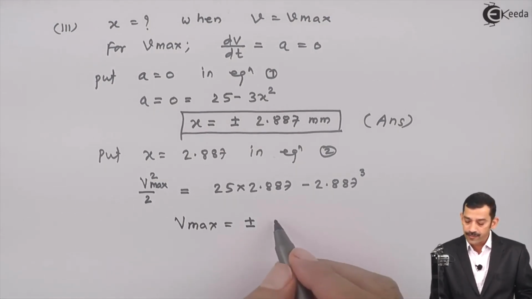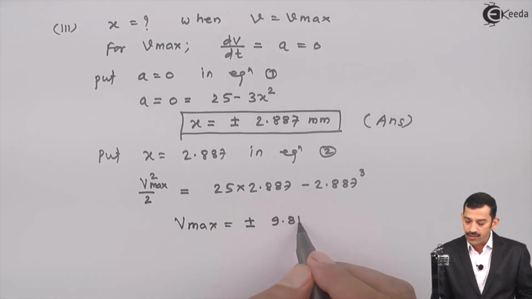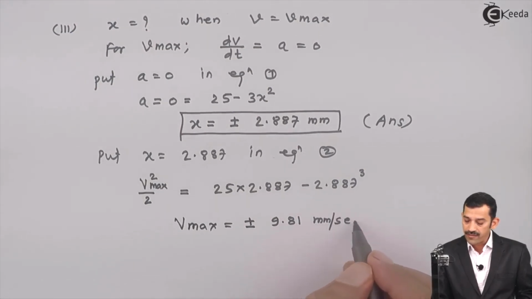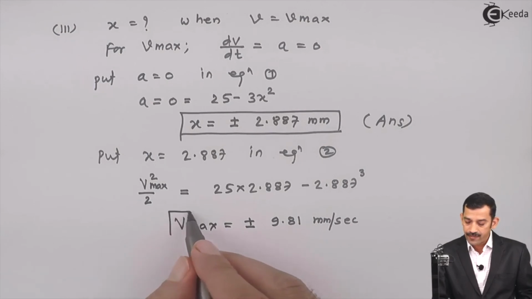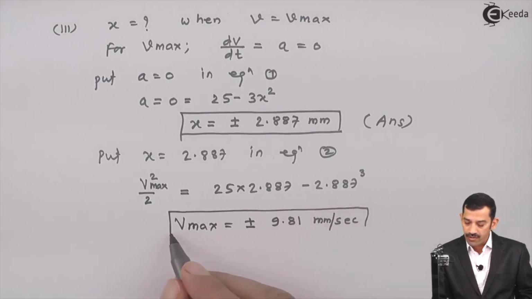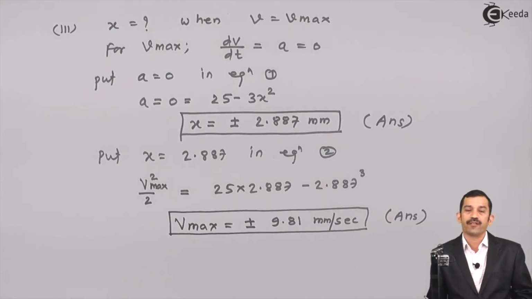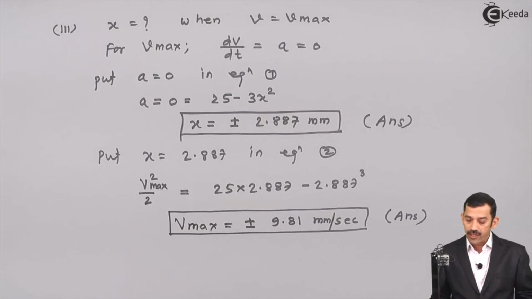There are two answers. If we find out, the answer comes out to be 9.81 millimeters per second. So this is the maximum velocity, and you are getting the position when velocity becomes maximum as 2.887. If we substitute 2.887 in the equation of velocity, we will get the maximum velocity of the particle. Thank you.